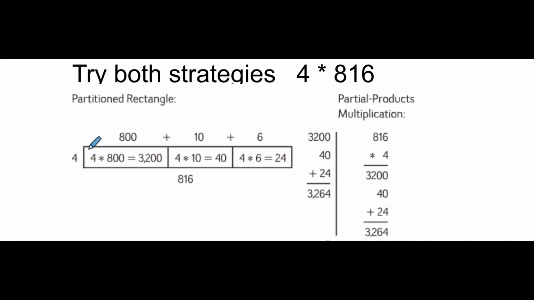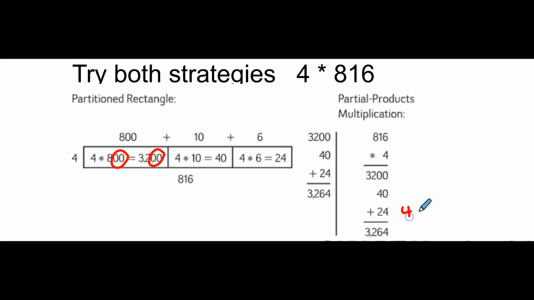Remember all the skills we've learned so far? 4 times 800. Take your basic fact. 4 times 8 equals 32. We're multiplying by 8 hundreds, so my answer is 32 hundreds. For partial products, we're doing the same thing. We're just not drawing the rectangle. I suggest starting with the ones place. 4 times 6 is 24.